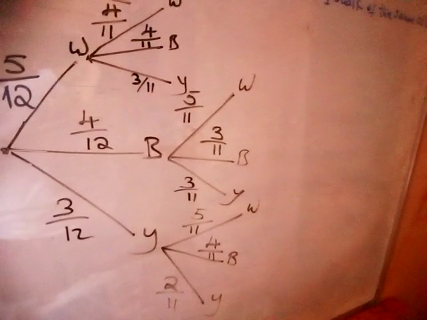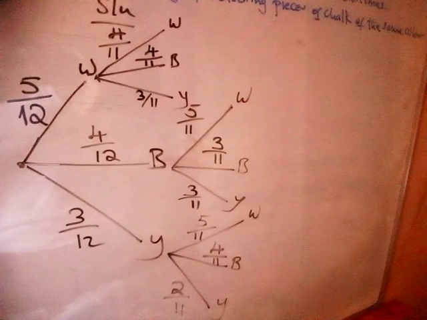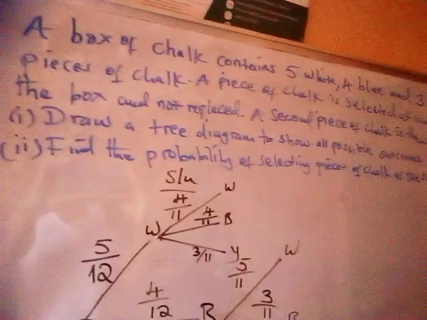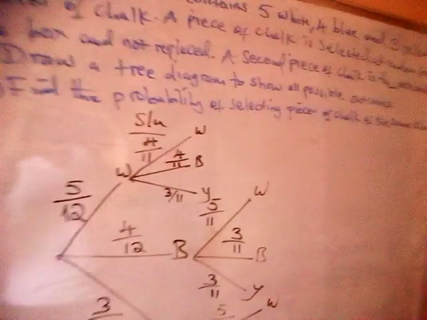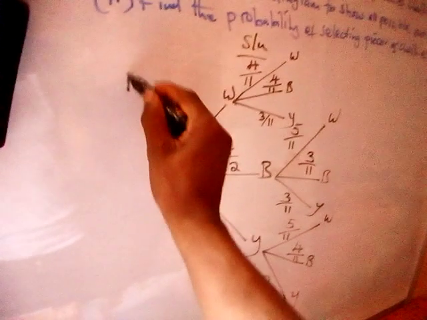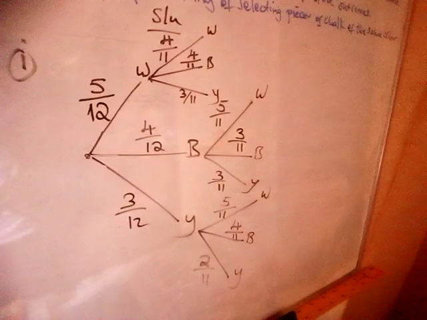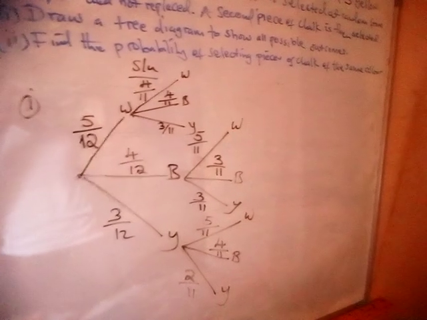Okay, so once you are done, we now move on to the second question, which requires us to find the probability of selecting pieces of chalk of the same color. Take note. So this is what we've done, and this is the answer to the first question. We've drawn a tree diagram and shown all the possible outcomes. Now let's move on to question number 2, which requires us to find the probability of selecting pieces of chalk of the same color.